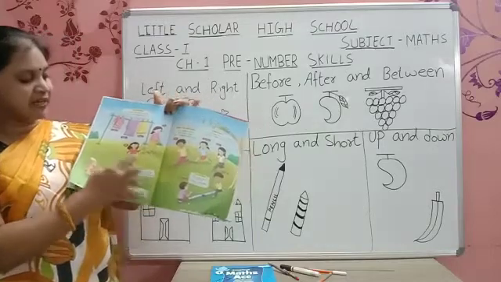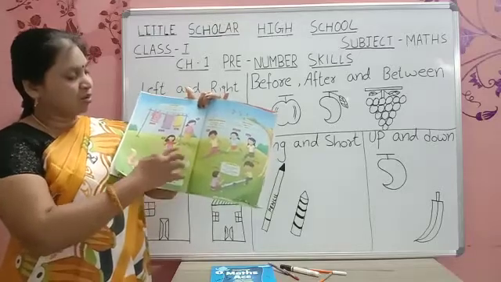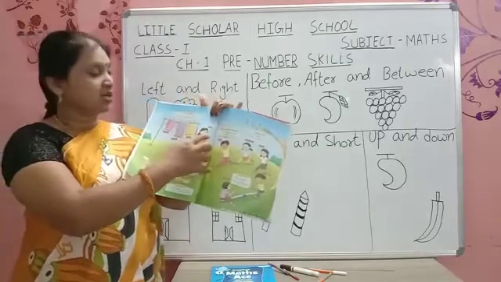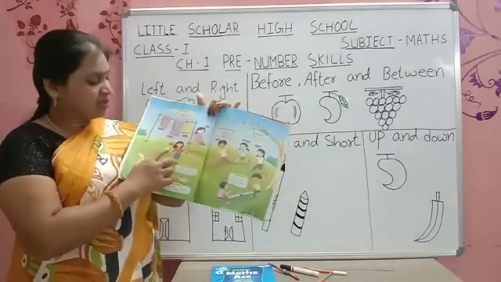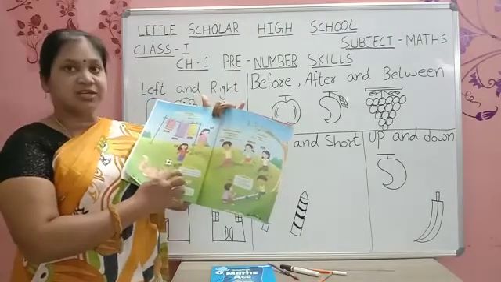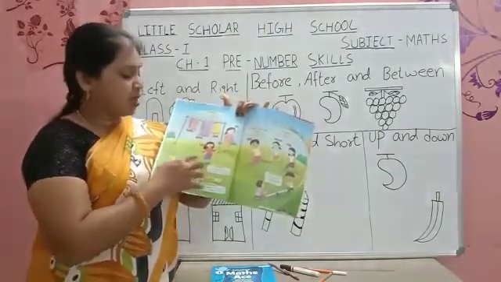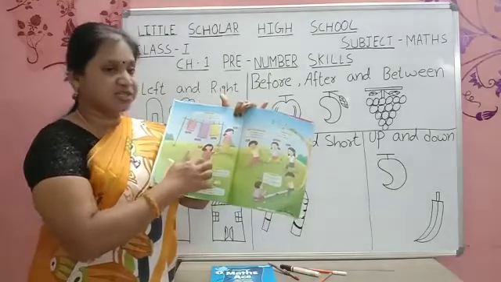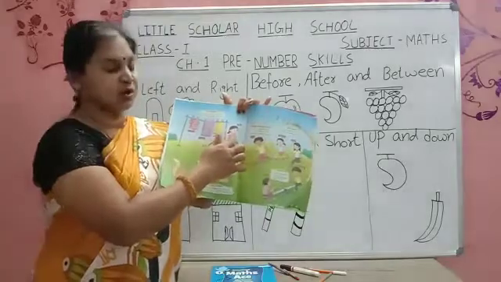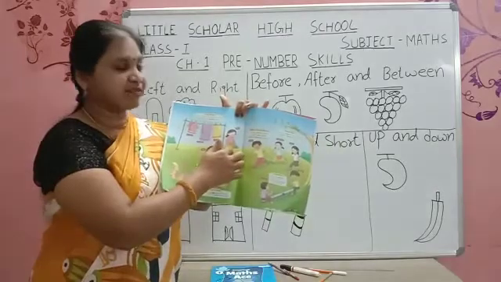Near and far. Jia is near the ball. Here we have Pia and Jia, two girls. So Jia is near the ball. You can see a ball here. Who is near the ball? Yes, this girl, Jia, is near the ball. Pia is far from the ball. Ball is here. Jia is close to the ball, but Pia is far from the ball.